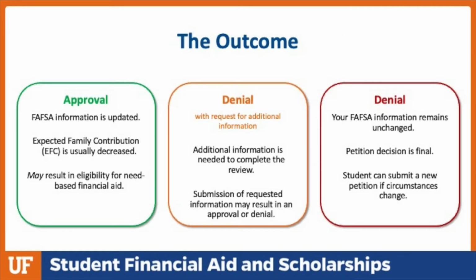After a petition is received and reviewed, there are 3 possible outcomes. 1. The petition is approved. If approved, the student's FAFSA will be updated, which will result in a lower EFC and may result in eligibility for need-based aid.